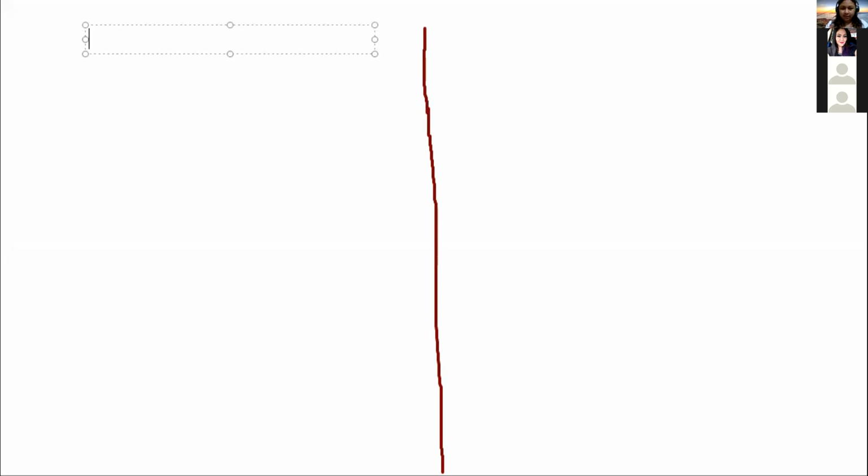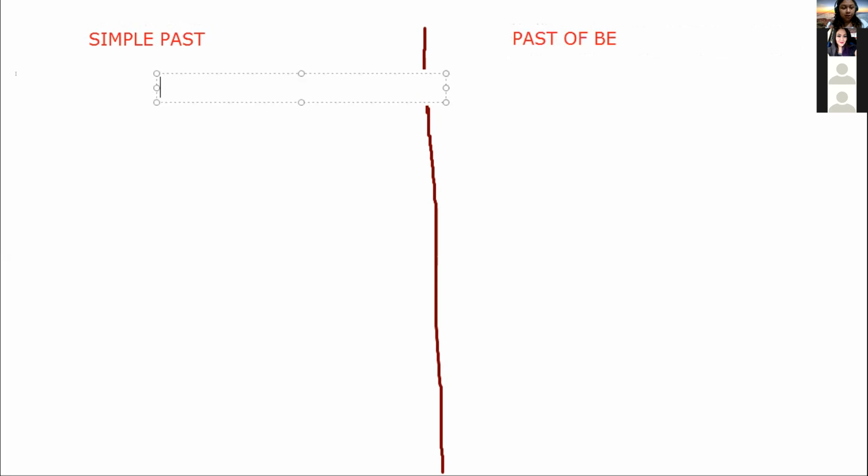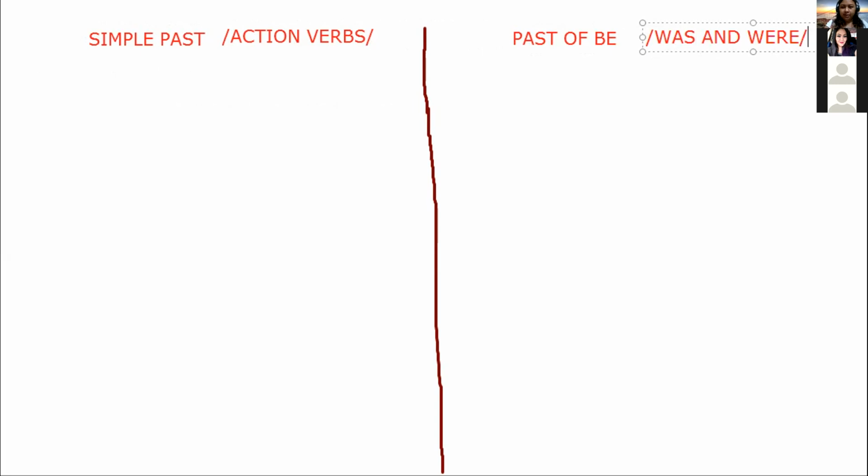I'm going to say simple past, yesterday's topic, right? And on this side, I say past of the verb to be. As you already know, in the simple past we have a structure for action verbs. I'm going to type it here so that we have this distinction. Action verbs. And on this side, we're going to have past of be. What is the past of be? Was and were. Good, very good.